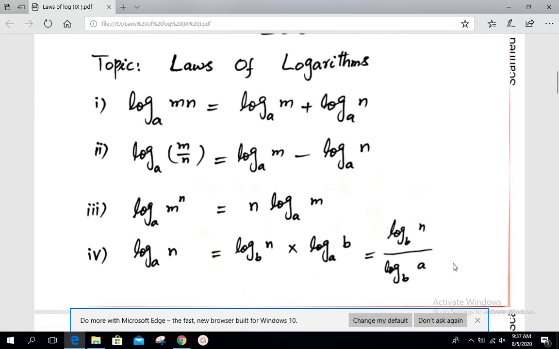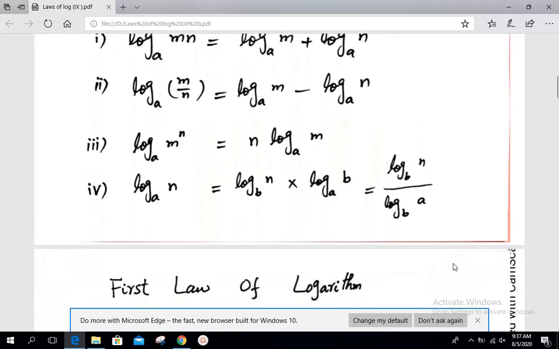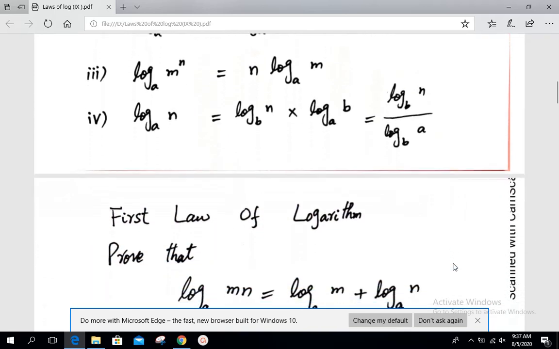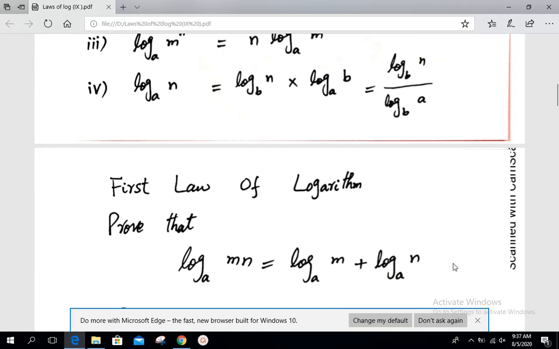We go ahead for the proofs of all these laws. So the proof of first law. Statement of first law is prove that log mn base a is equal to log of m with base a plus log of n with base a. Viewers, you need to remember this statement as well, because sometimes in exams it comes like state and prove first law of logarithm. So you must remember it.